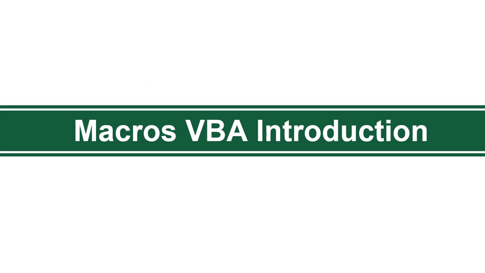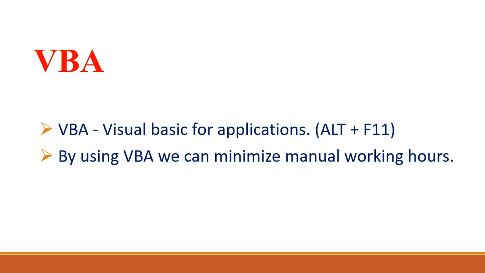Now first we'll see what is Macros VBA. Macros and VBA both are the same. Writing the code is nothing but macros, where we are writing inside the VBA Editor, Visual Basic for Applications. Inside the VBA Editor we'll write the macro code. So that's why we call it Macros VBA. So what is VBA? By using VBA, we can minimize manual working hours. We can reduce the manual working hours by using this Macros VBA.